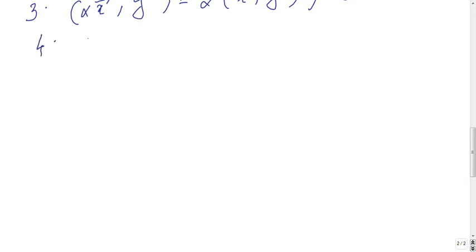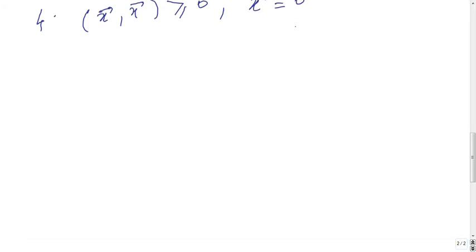Number 4, it has to satisfy that the inner product of any vector with itself must give me a positive number, where equality holds if and only if the vector x itself is 0. So these are the 4 properties that the inner product of this Hilbert space must satisfy. Again, it is quite similar to the definition of inner product which we have discussed earlier.